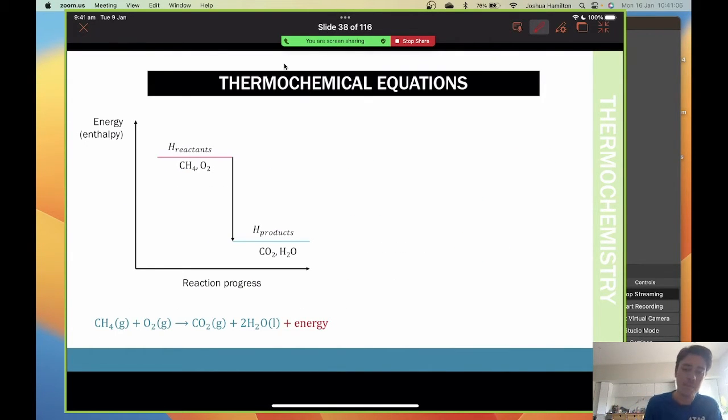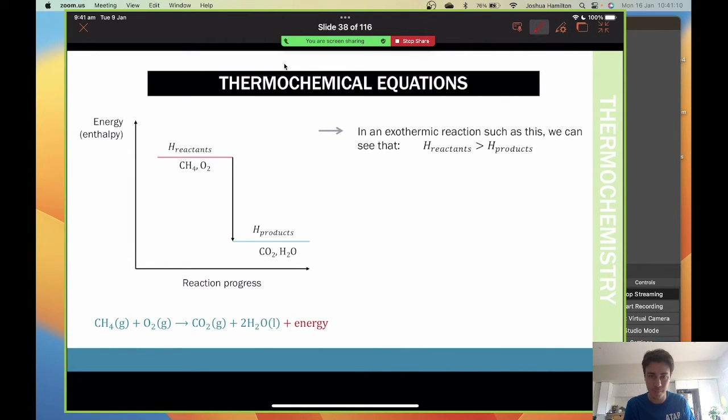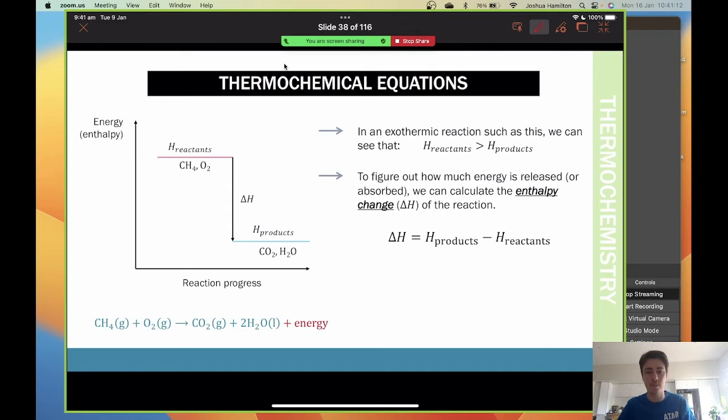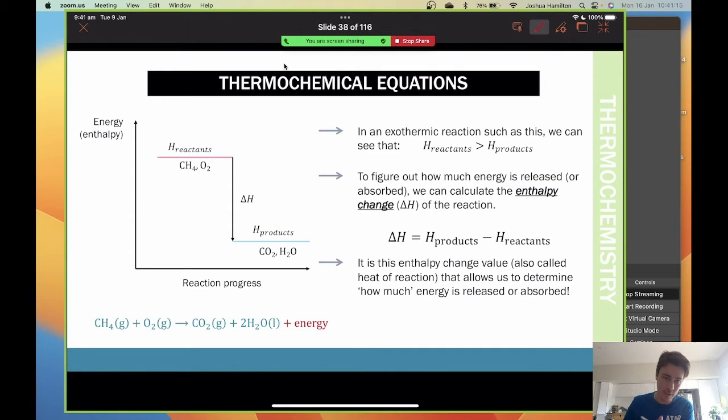As you can see here, what we've got is an exothermic equation. Now, why is this exothermic? Because, as you can see here, we started out with our reactants. So these are what we're starting with. We start with methane, we start with oxygen. We combust them. The combusting is happening here. We then have our products. Our products have a lot less energy than what our reactants have.